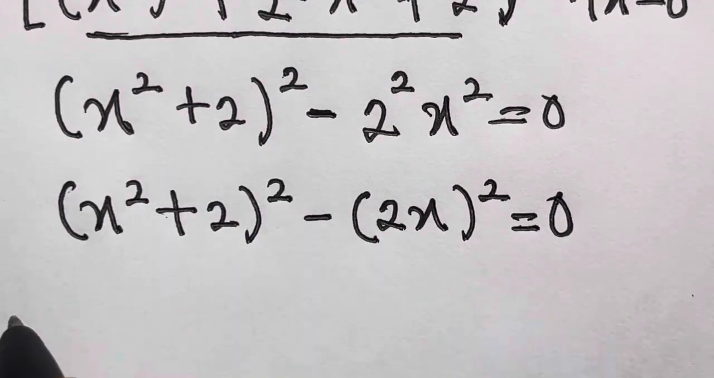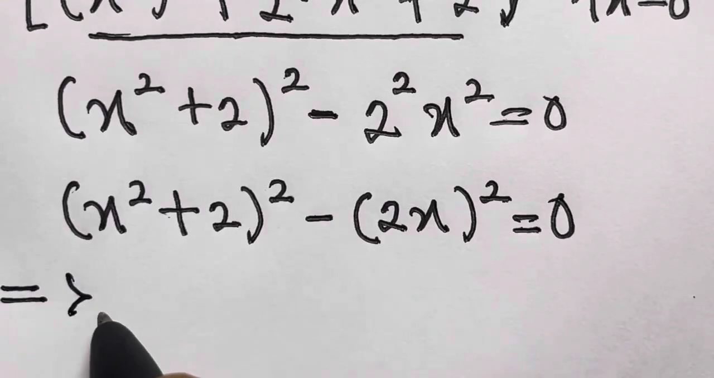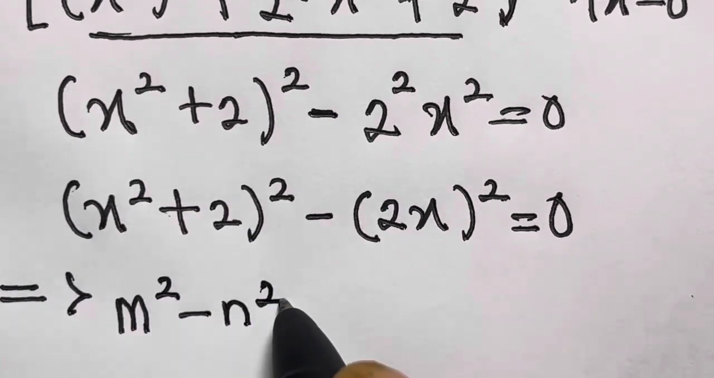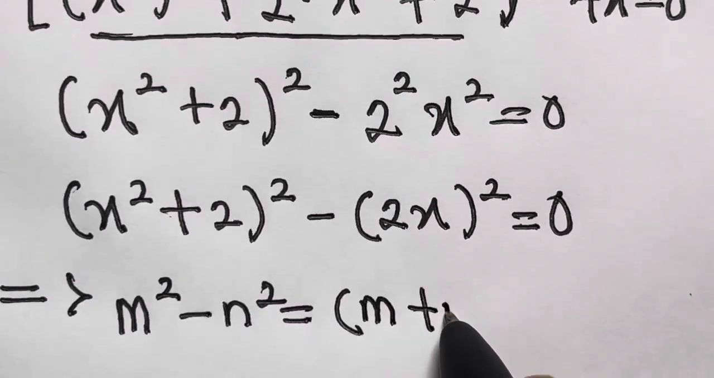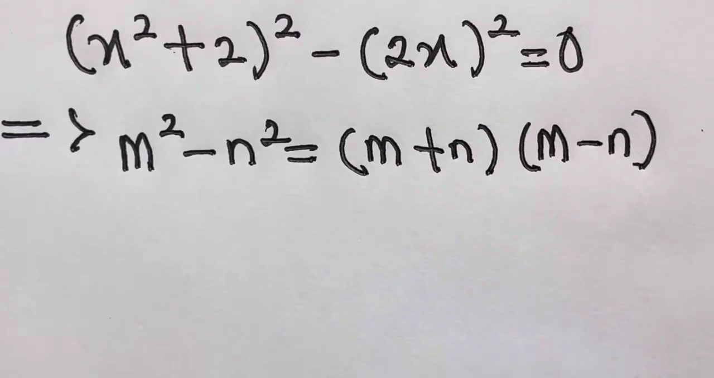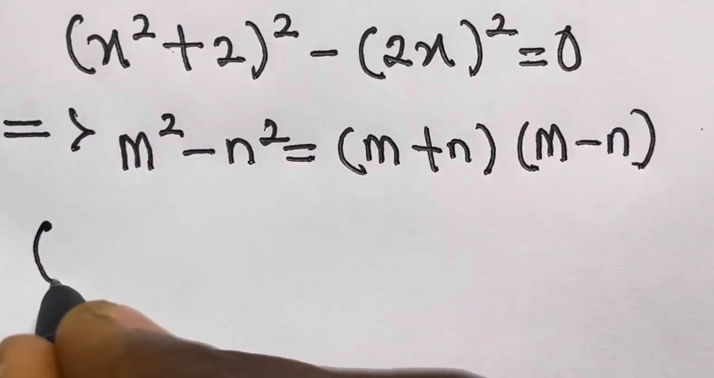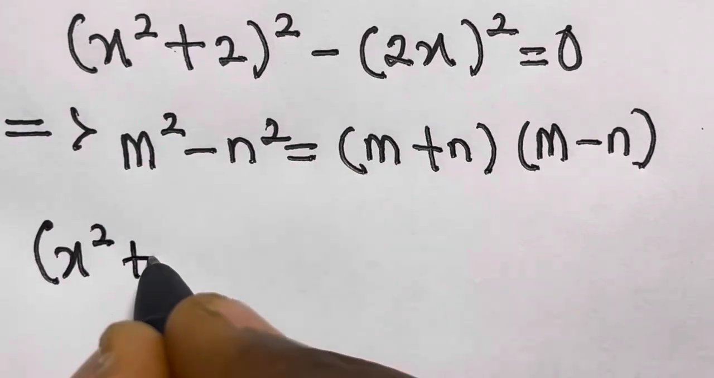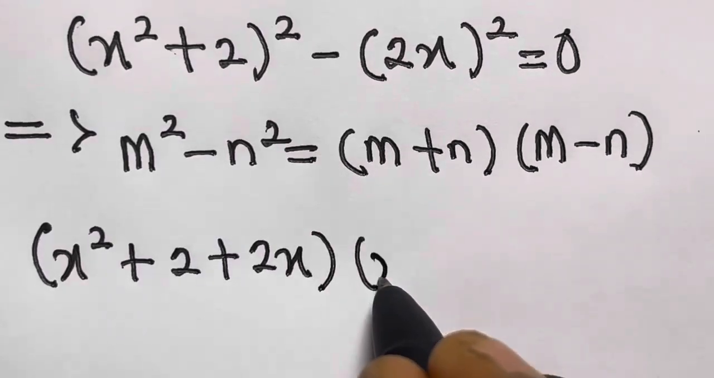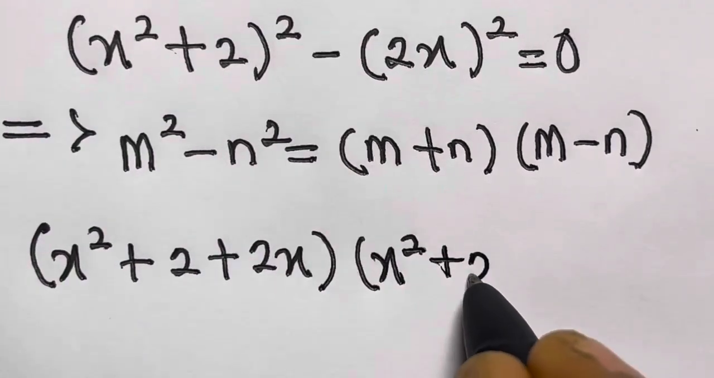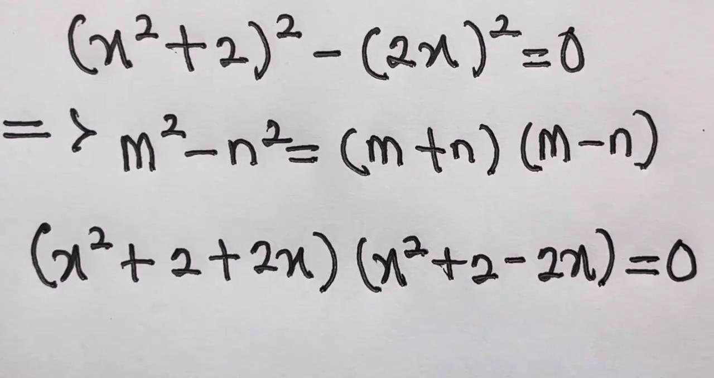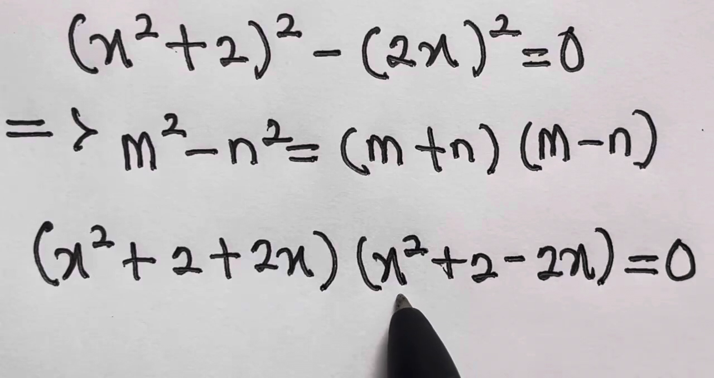So then let's recall that whenever we have a difference of two squares, such that m squared minus n squared, this equals m plus n times m minus n. So applying this to the above, we have x squared plus 2 plus 2x, multiplied by x squared plus 2 minus 2x. This equals 0. So we have this equals 0 or this equals 0.